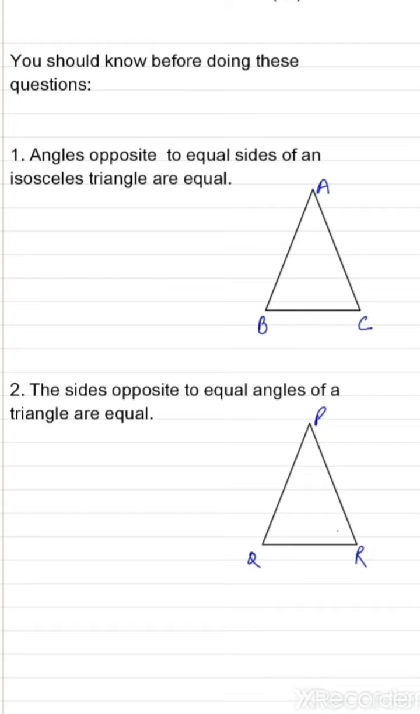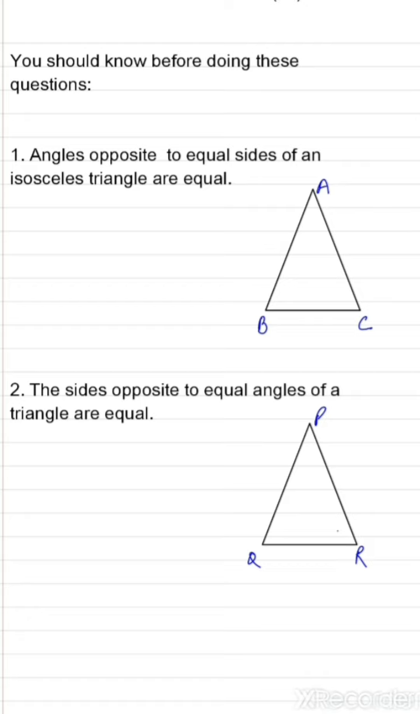We are going to discuss exercise 7.2. Before starting the exercise, I'll just discuss with you a few important points which you should remember while solving this exercise. The first thing is angles opposite to equal sides of an isosceles triangle are equal.